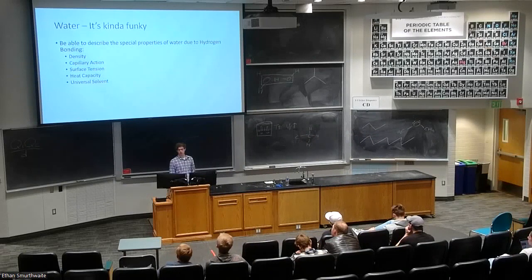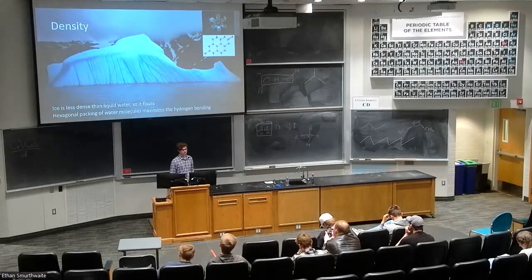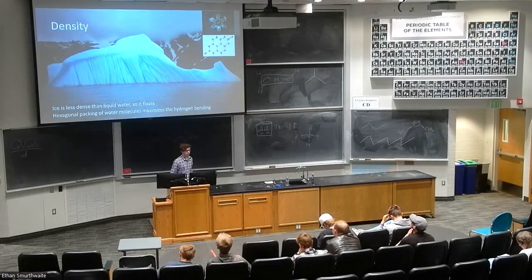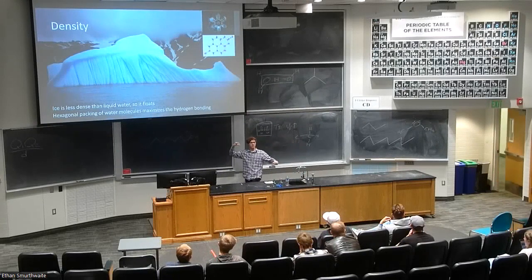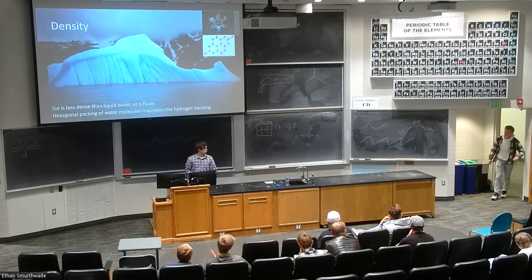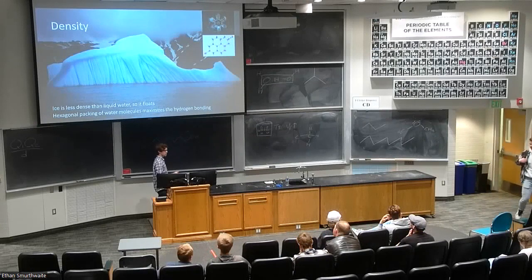You should just be able to describe these properties of water that we're going to go over. So let's go over density. Most things, as they turn from liquid into solid, get more dense. Water gets less dense, right? Because when it's liquid, all the molecules are just jumbling around. But when it's solid, they're all in hexagonally packed structures like that, so it actually makes the space bigger. So water's just weird. It's less dense when it's solid. Okay.